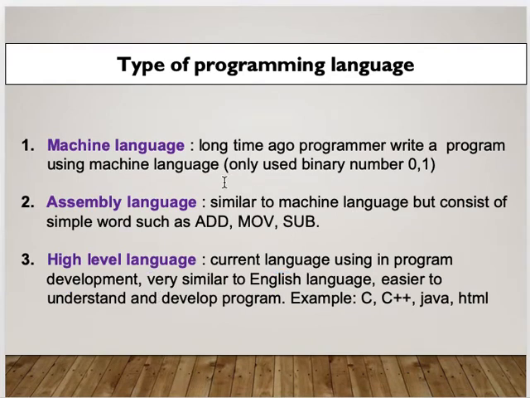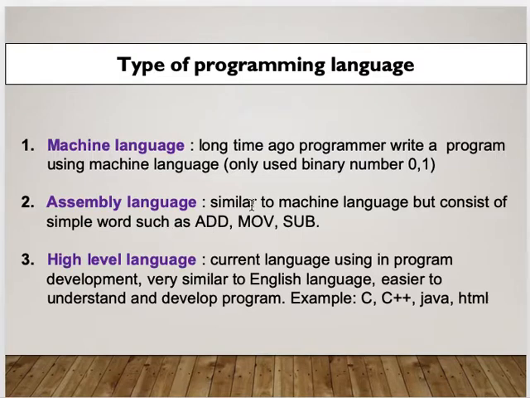Okay, so what is machine language? Machine language is a programming language that written in 0 and 1. So long time ago, programmer write a program using machine language. Imagine using 0 and 1 to write a program. Very hard, very prone to error, and hard to maintain, difficult to read and correct error, and it takes time to build.